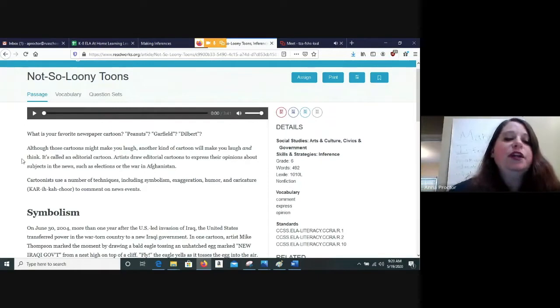Okay, what is your favorite newspaper cartoon? Peanuts, Garfield, Dilbert? Although those cartoons might make you laugh, another kind of cartoon will make you laugh and think. It's called an editorial cartoon. Artists draw editorial cartoons to express their opinions about subjects in the news, such as elections or the war in Afghanistan. Cartoonists use a number of techniques, including symbolism, exaggeration, humor, and caricature. That's how you pronounce it, caricature, to comment on news events.